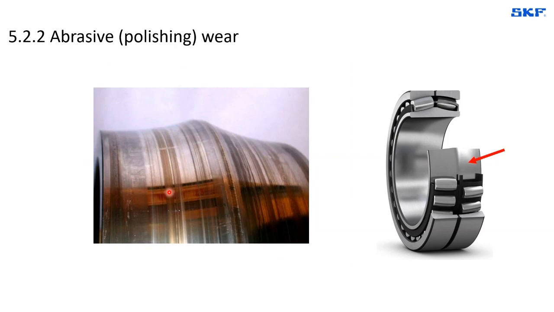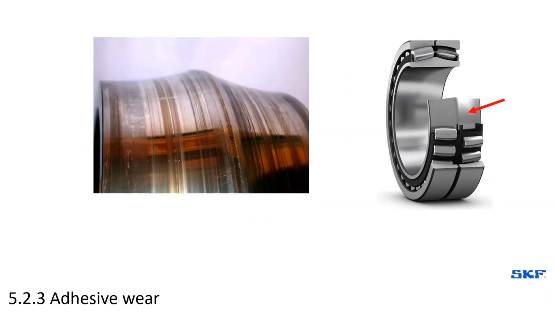But the other element that we need to understand is that what we see on the raceways is not only the interaction of the running elements with the raceways, in this case the inner ring, but it's also the interaction of the running elements with the cage, that is also transferred into the raceways. So the contact pattern is a combination of the interaction of the different surfaces within the bearing.